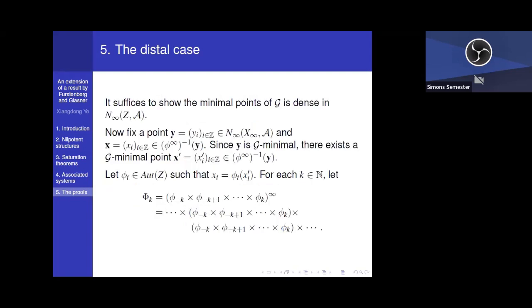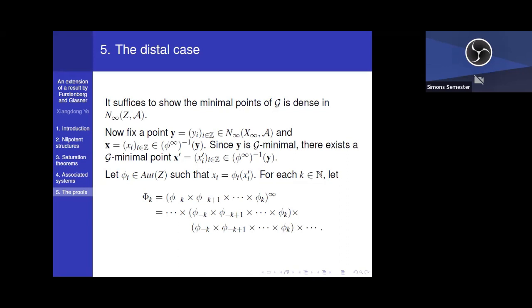Okay, now you take a point here. You take arbitrary x from the fiber. Since this is minimal, we have proved for the infinite step nil systems, the induced system is still a nil system. So you can find a minimal point in a fiber.